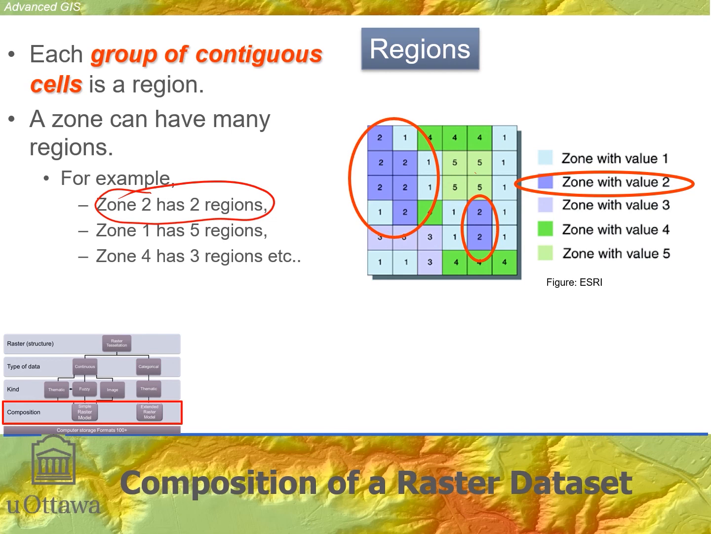And so a zonal operation in raster would use or do something to all of those cells with a value 1, no matter where they are within the space that we are looking at, the spatial domain of interest. So zones and regions. Why are regions important? Well, there are functions that operate on regions of zones. And we'll see those later on in the course.